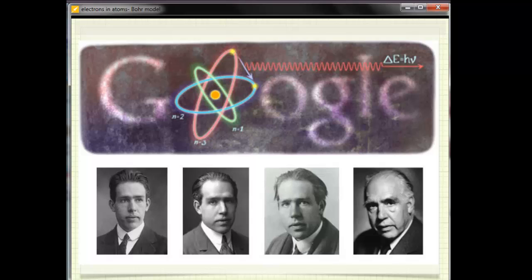So now when we go back to look at this Google logo, you can be one of the people that understand what this logo is all about, that the n equals 2, the n equals 3, the n equals 1 are energy states of electrons, that this here is the nucleus, and that this is an electron and it's jumping back down. And I know it's jumping back down because it's emitting a wavelength of light, and the wavelength of light is given by Planck's equation, E equals Planck's constant times the frequency of the light.